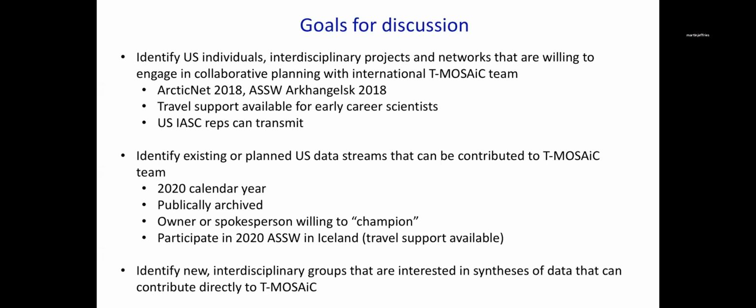My second point was, I'm now at CRREL, the Cold Regions Research and Engineering Lab in Hanover, New Hampshire, and I will do what I can to raise awareness of T-MOSAIC amongst the terrestrial ecosystem folks here at CRREL, and I encourage them to get more involved. And I will find out what kind of investigations and data sets they might have that would be relevant to T-MOSAIC. That's all, thanks.